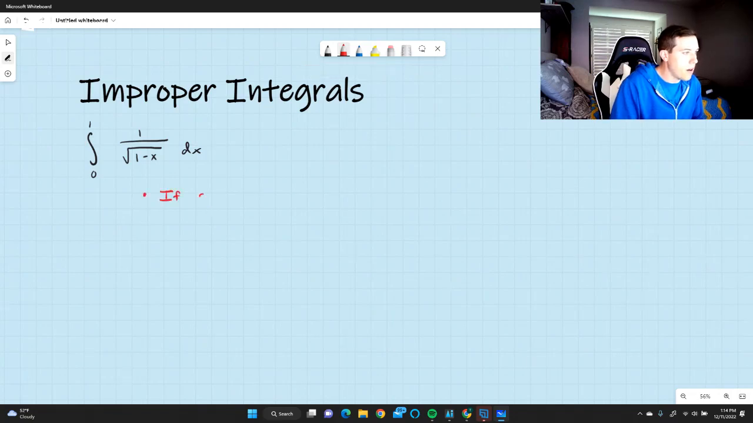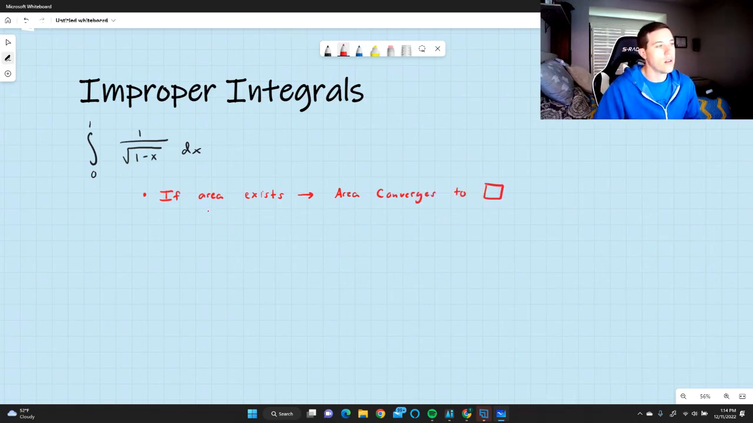If the area exists, then we have to use this term. Let me make sure I get this right. Then we would say that the area converges, and sometimes we'll say converges to a value, whatever the value is. So if the area were 4, the area would converge to 4.